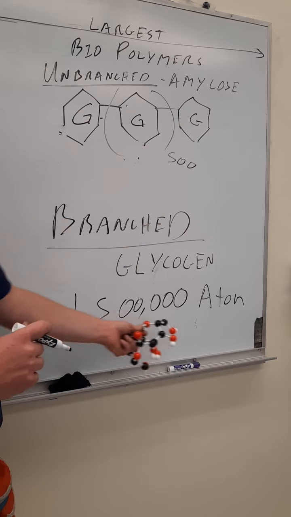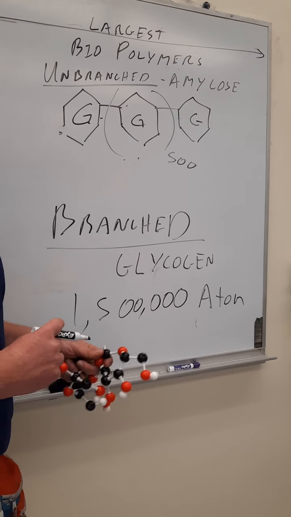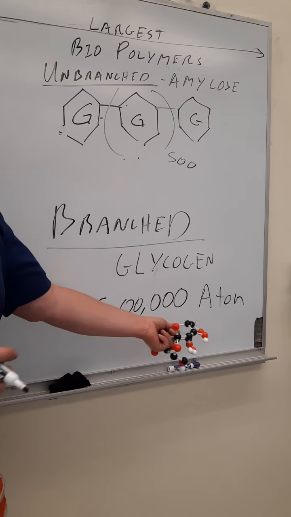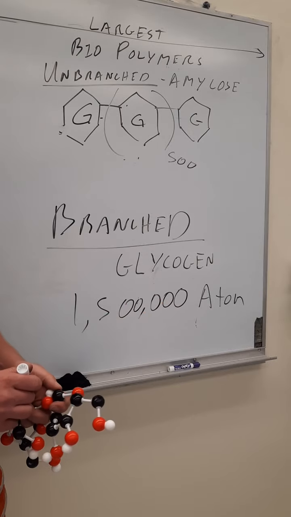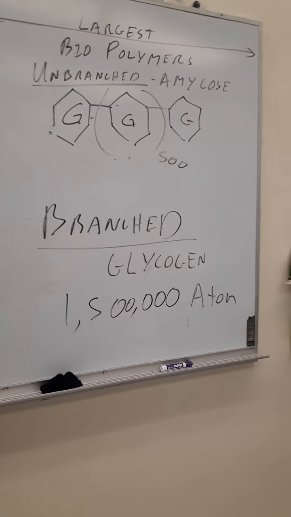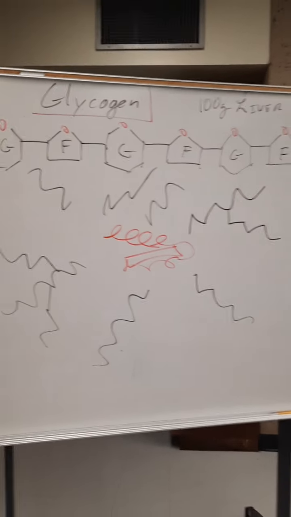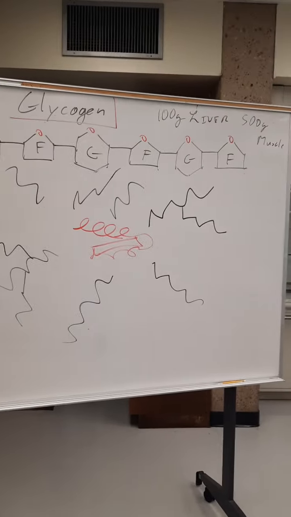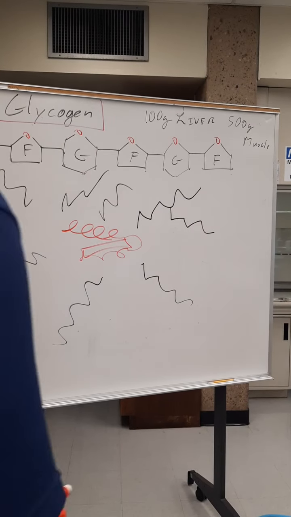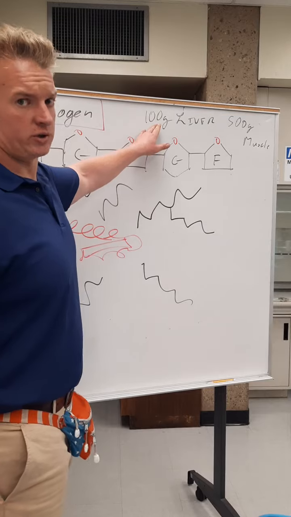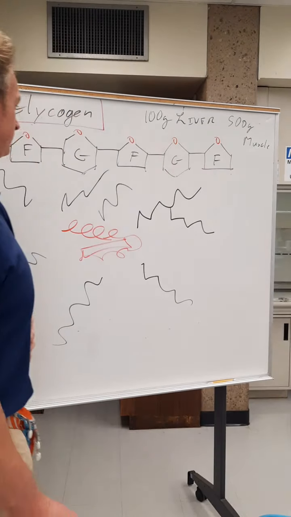We have examples of branched polymers, and one is glycogen, and glycogen contains about 1.5 million atoms. So again, boom, another huge change in scale. Now for glycogen, I want to point out a couple things. Glycogen is used as an energy source in humans. We store about 100 grams of it in the liver and about 500 grams in our muscles.